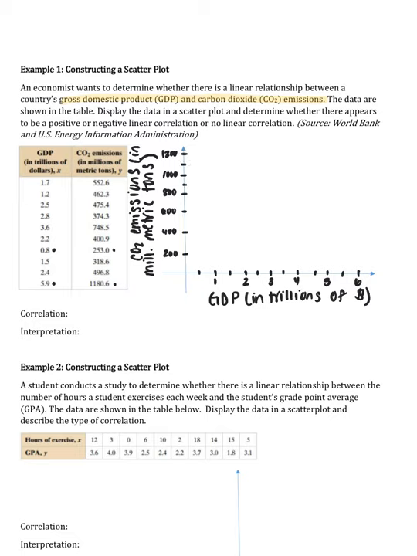And again, I'm just going to put the little ones in between them, but I'm not going to label them. Okay, so that's good. We've got some even intervals going on. It takes up the whole graph. It looks nice. All right, so now we just have to do our best to plot. And obviously, you're not going to be able to do it exact, but you want to be as close as possible. So 1.7 and 552 would probably be somewhere around here.